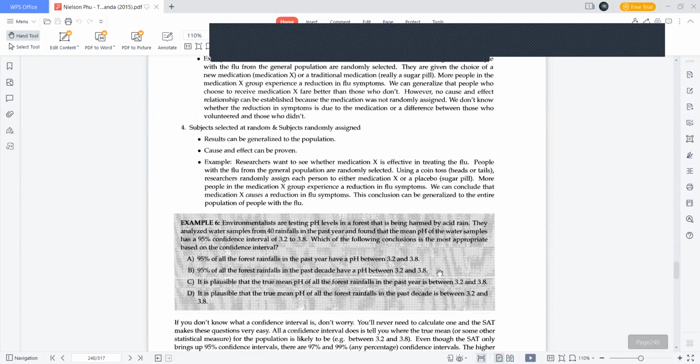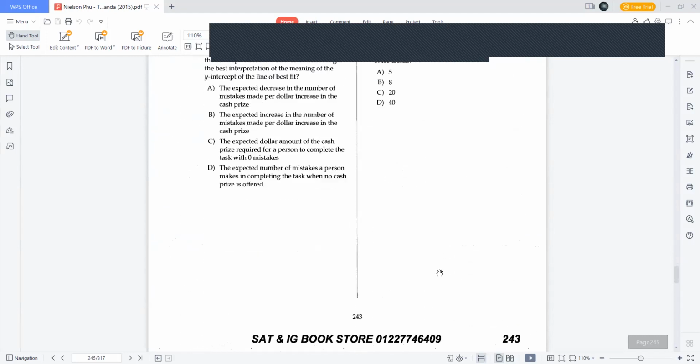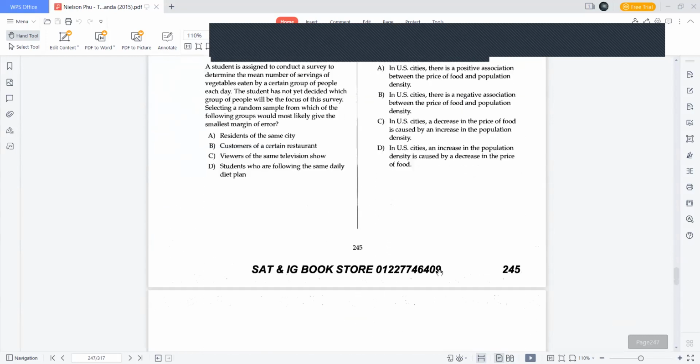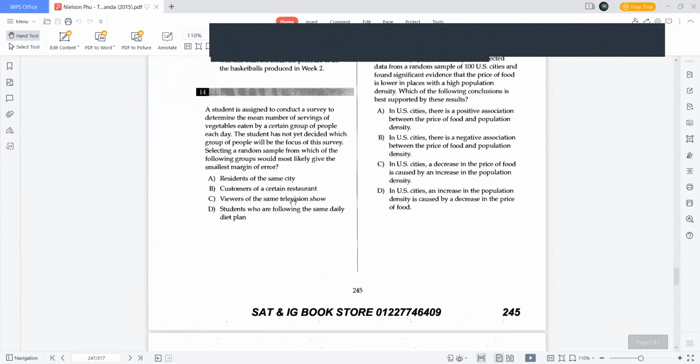Okay. So yeah. With that being said, yes, viewers of the same television show. Wait, same television show? It said show, not channel. Hmm.